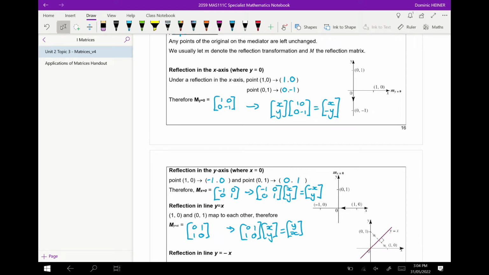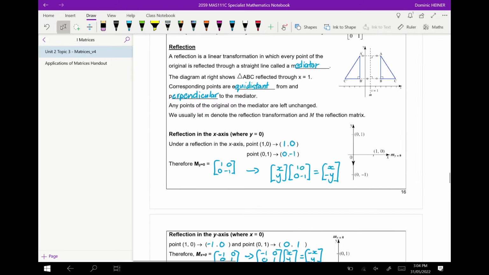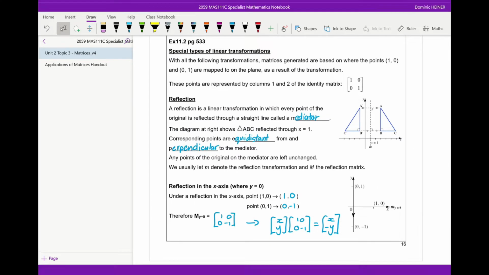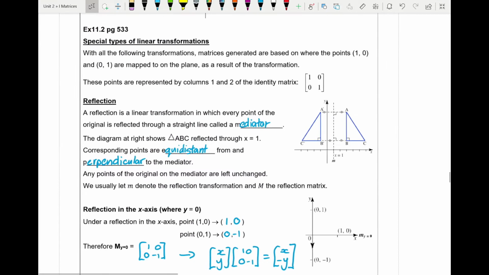In this video, we'll be looking at the first of the special types of linear transformations in matrices, which is reflection. With all the following transformations, matrices are generated based on where the points (1, 0) and (0, 1) are mapped to on the plane as a result of the transformation. These points are represented by columns 1 and 2 of the identity matrix. So (1, 0), (0, 1) is obviously going to map any point onto itself. If we change the columns to something else, it will give us a new matrix.